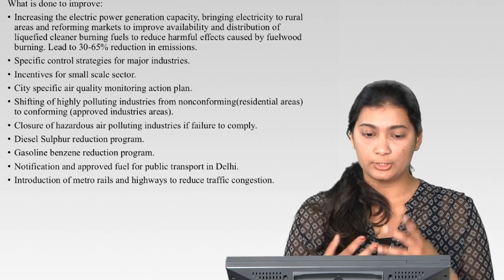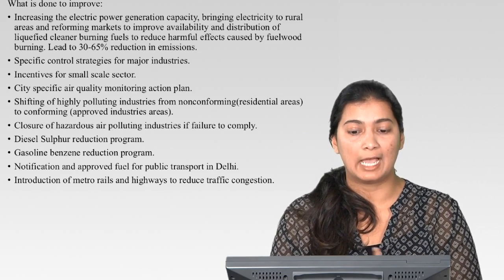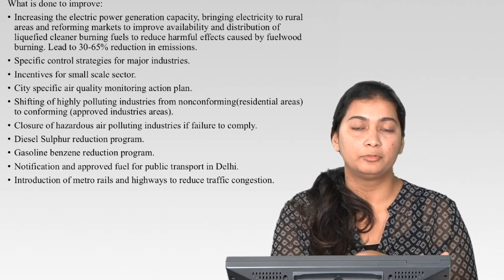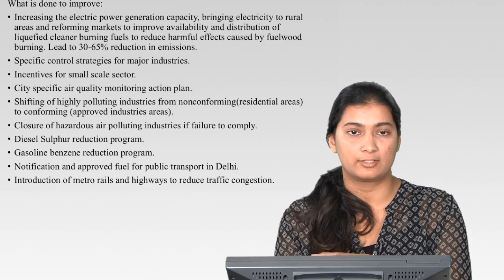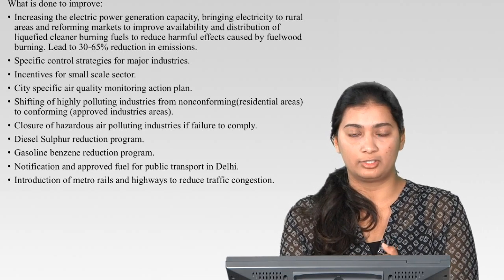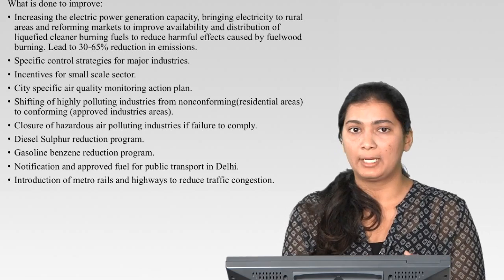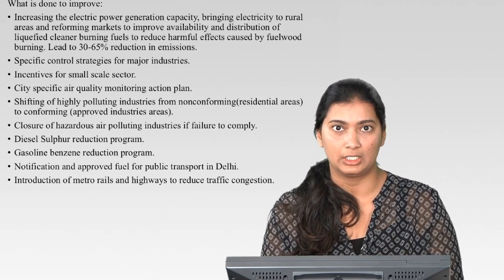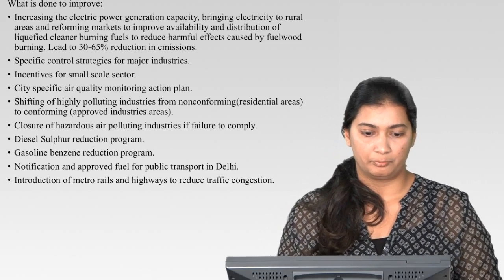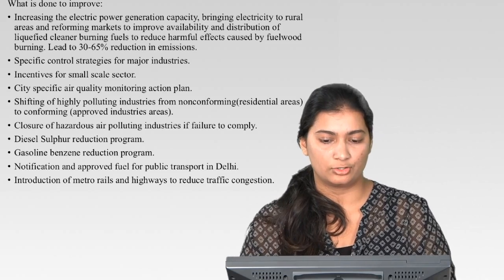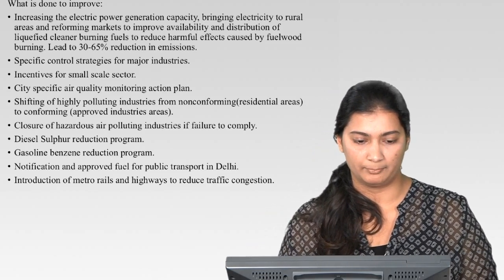Also the shifting of highly polluting industries from residential areas to approved industrial areas. This is done specifically in Delhi. So that has given a really good result, and that is shown by the improvement of the quality of the buildings, especially the Taj Mahal in Agra. Also, there have been closures of some hazardous air polluting industries if they fail to comply.